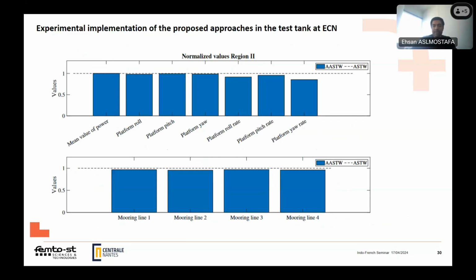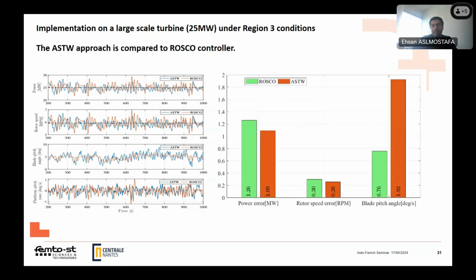And here are the comparative results about the HCW controller and attitude controller. Here the values are normalized with respect to the HCW. We can see that our recent adaptive controller, which is the attitude controller, has a better performance in comparison to the previous adaptive controllers. Also, we have implemented our controller on a large scale wind turbine.